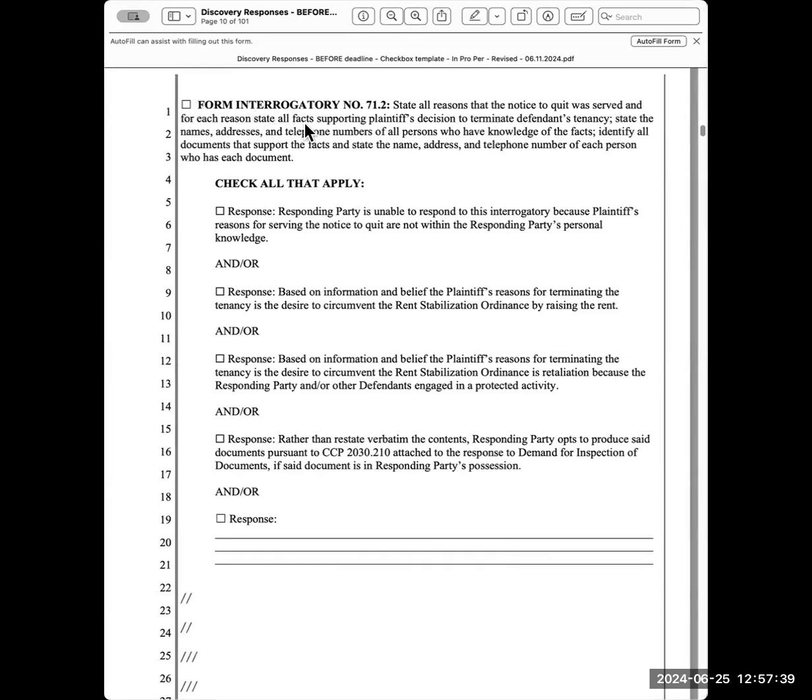What are the reasons that support plaintiff's decision to terminate your tenancy? It could be that you don't know the plaintiff's motivation, and you would consider checking here. If one of the other explanations below apply to you, check here. And if none of these responses apply to you, check here and write in your response.